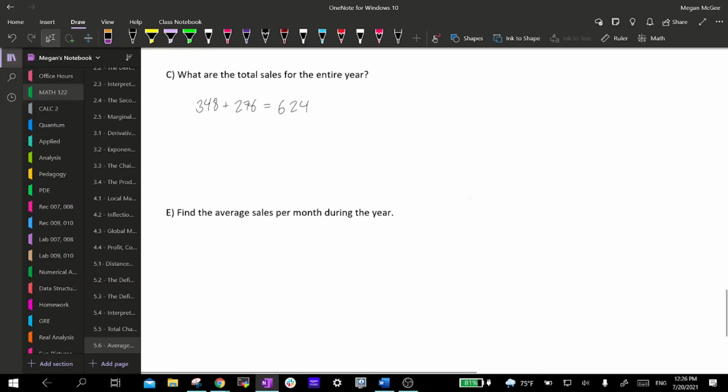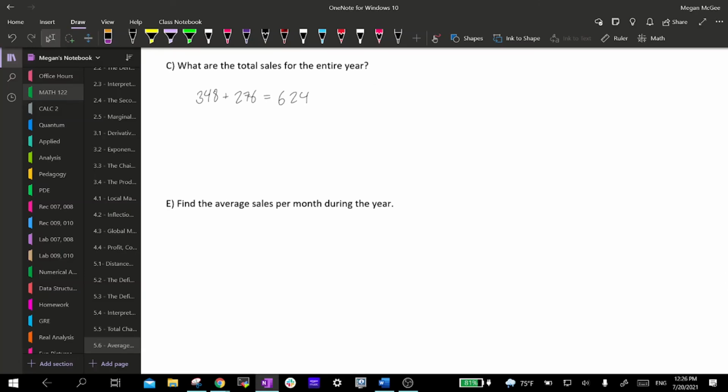And lastly, we need to find the average sales per month during the year. So this would be our average value. All right, we found the total number of sales throughout the whole year, but how many per month? So our average sales is going to be, well, we could go ahead and do a whole new calculation, or we can just say we found the total, which was 624, and we know the length of the interval was our 12 months. So divided by 12. And this gives us 52 sales per month. So we have an average of 52 sales per month.